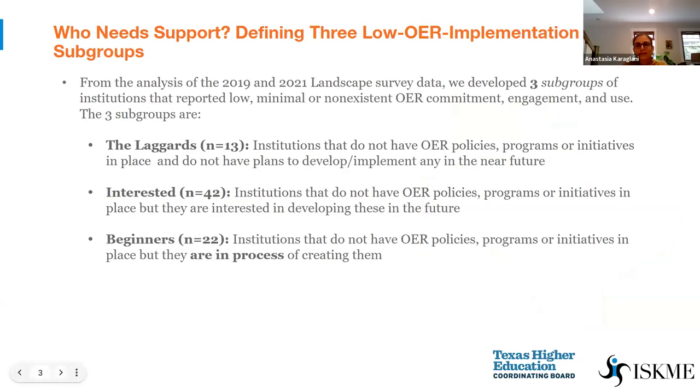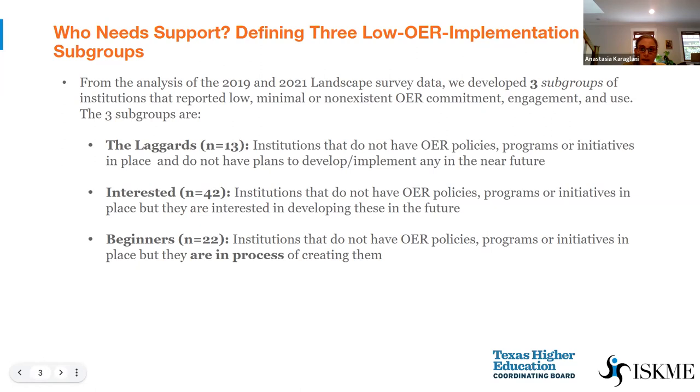Thank you, Kayla. So this study had two components, a quantitative and a qualitative one. For our quantitative analysis, we used the data from the 2019 and 2021 landscape surveys that we had designed collaboratively with THECB and Digitex to capture the state of OER use in Texas. In order to identify institutions that were in the beginning of their OER journey, we used a common question in these surveys that asked institutions to identify whether they had practices, programs, or initiatives that support OER. This question was selected because it consistently predicted group classification. And then we grouped institutions into the following three groups.